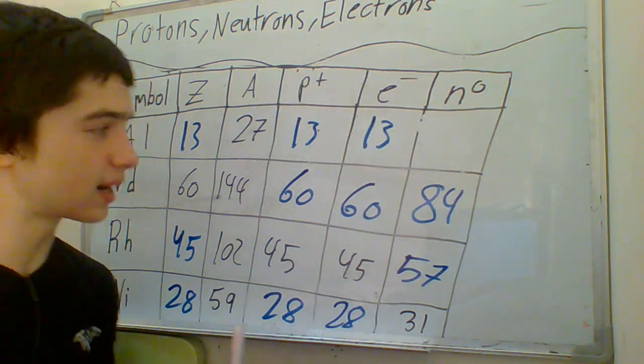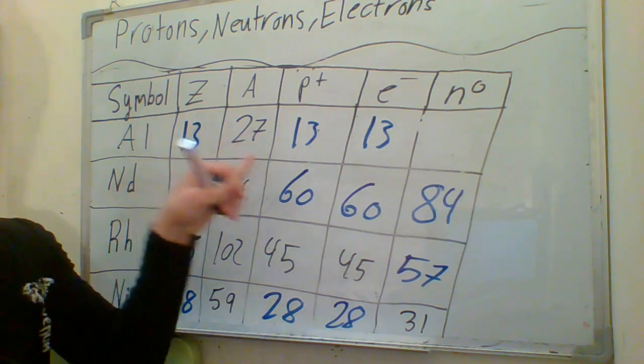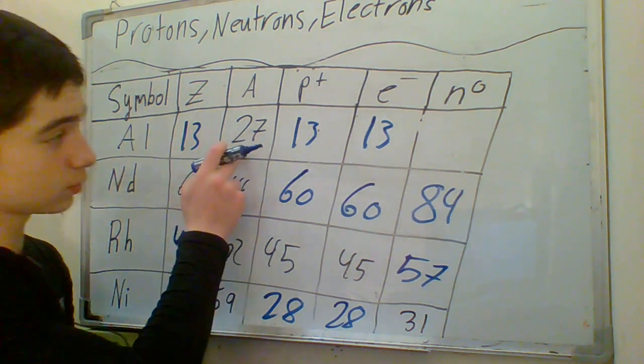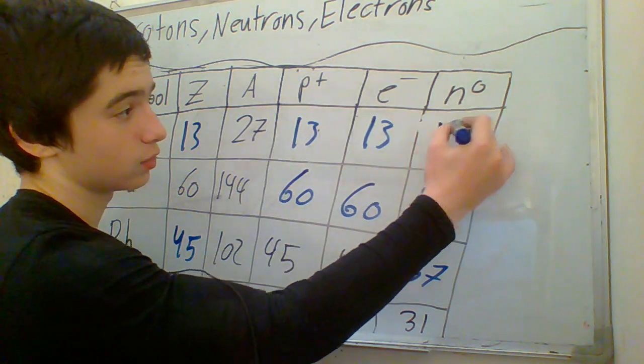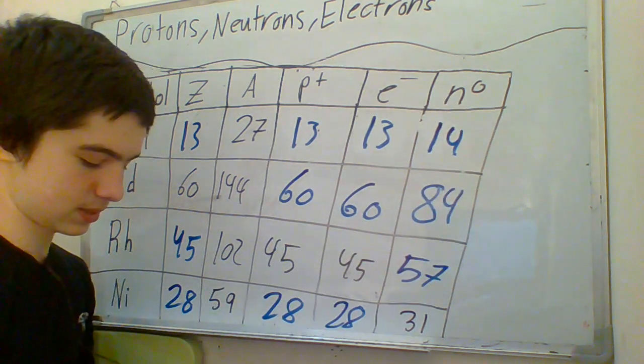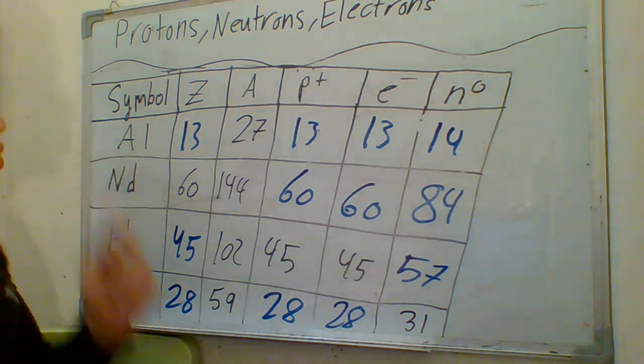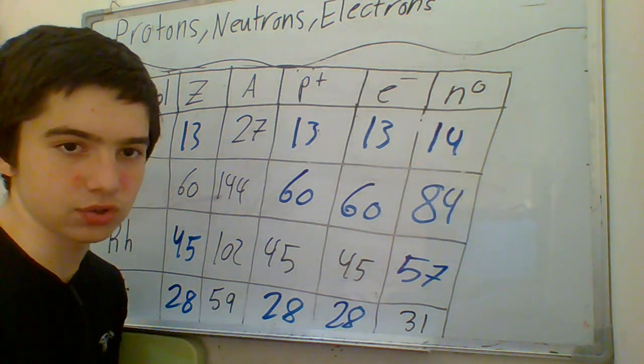But now we need to subtract 13 from 27. So what will that equal? Well, when you subtract 13 from 27, it will equal, of course, 14. So simply, this is our lesson for today, calculation of protons, neutrons, and electrons.